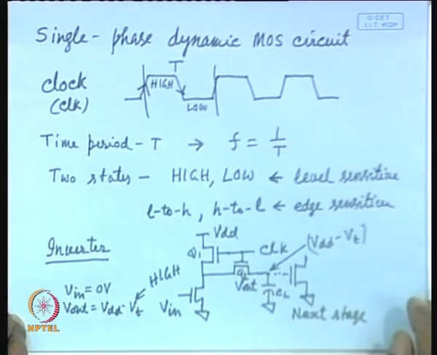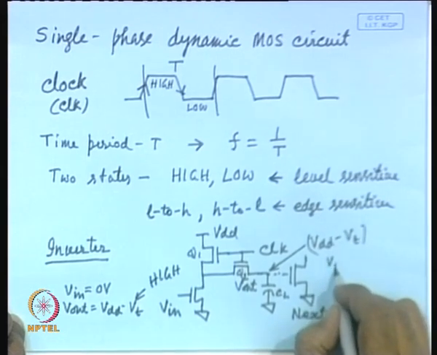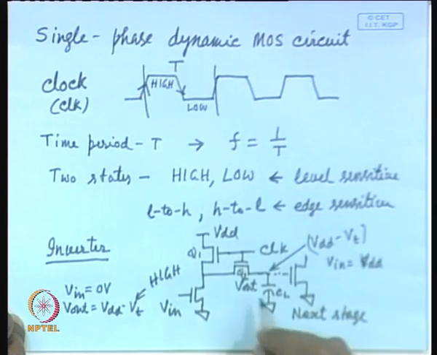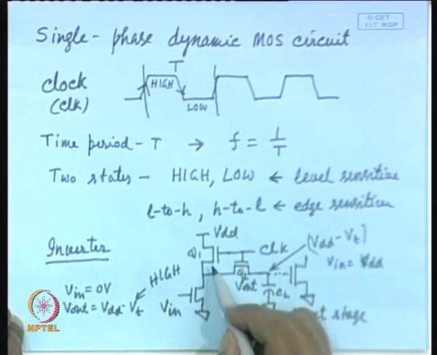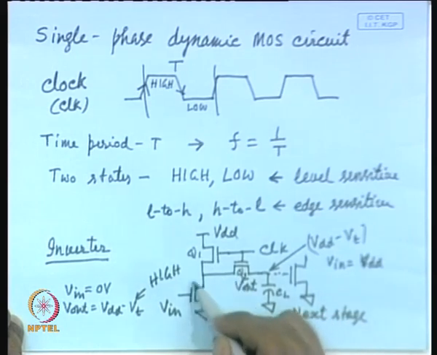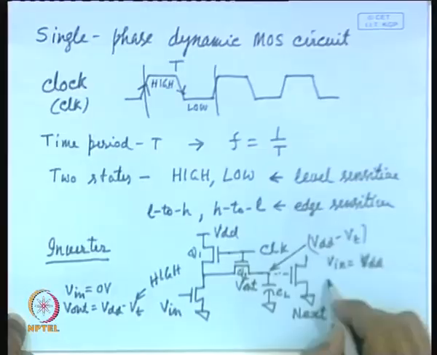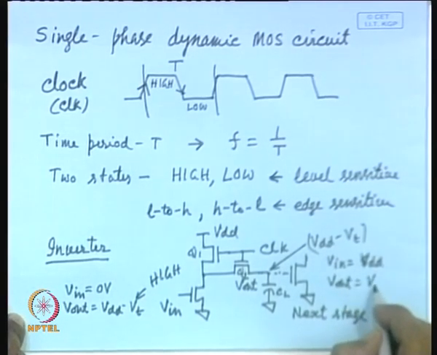because input is low. Now, let us consider the situation when V in is equal to say 5 volt or VDD. Then what will happen? Whenever it is VDD, then you can see these transistors are on, this transistor is also on. What will be the voltage here? Voltage will be dependent on the ratio of the W by L of this transistor and W by L of this transistor. So, the behavior is identical to that of static NMOS circuits.